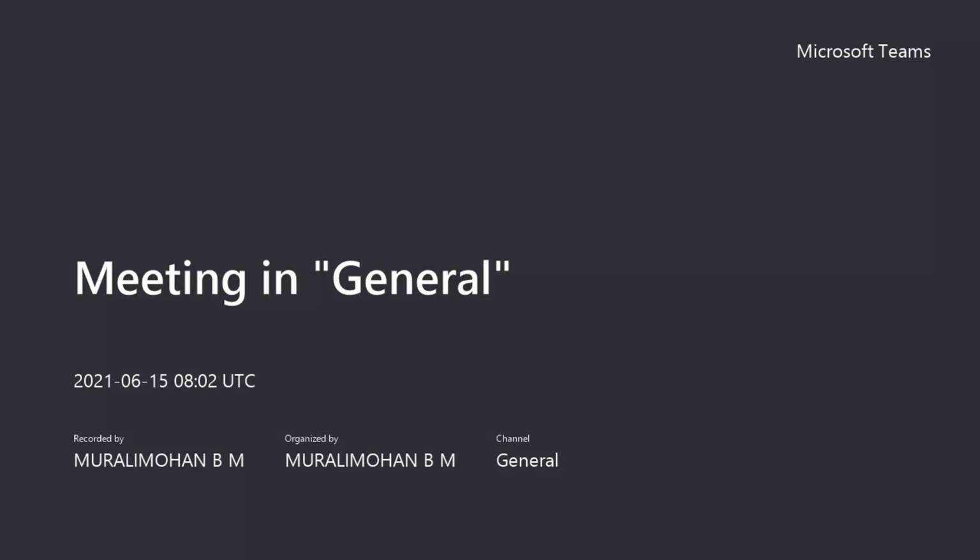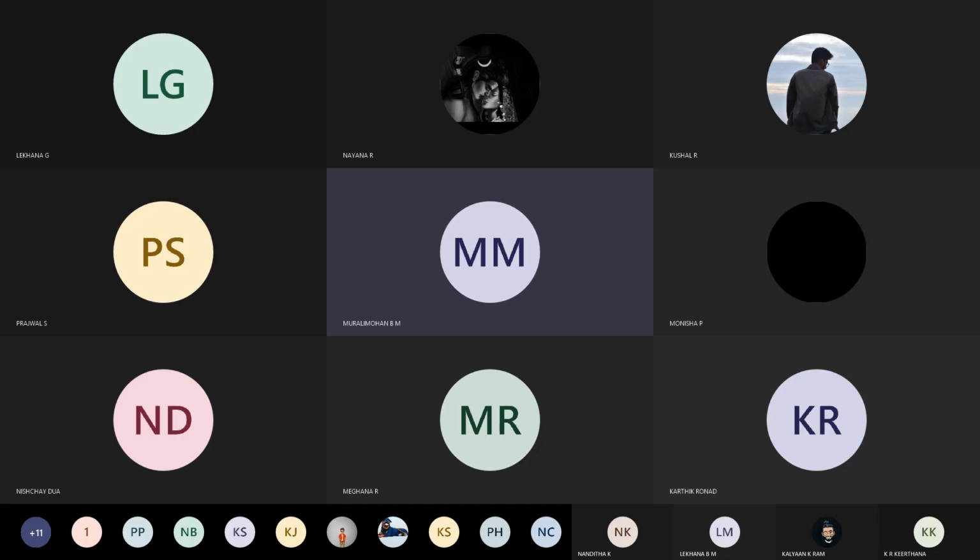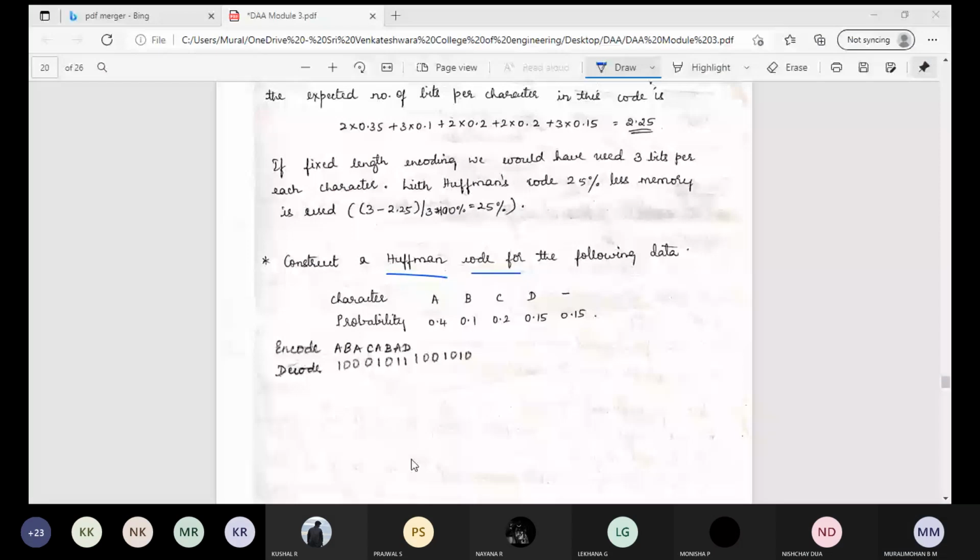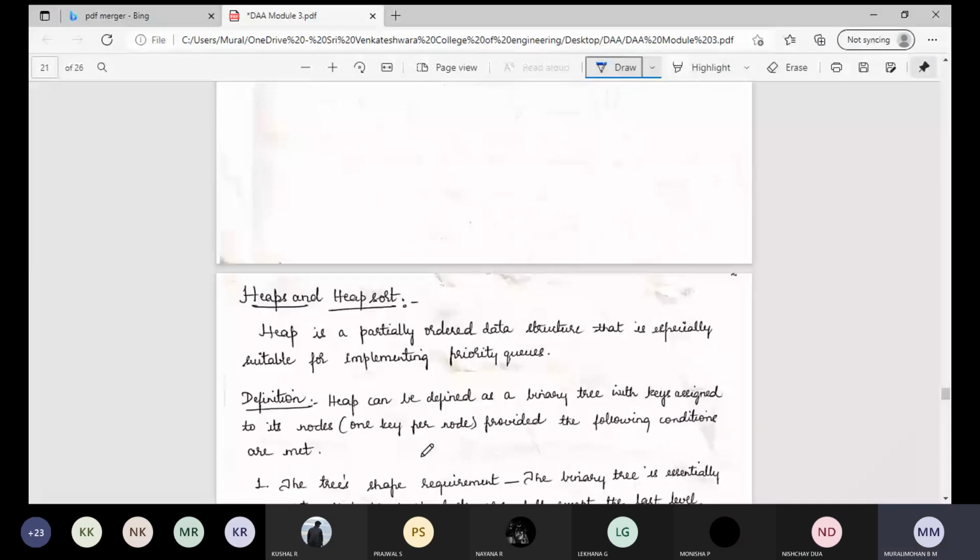All right. So the next concept we are having is heaps and heap sort.